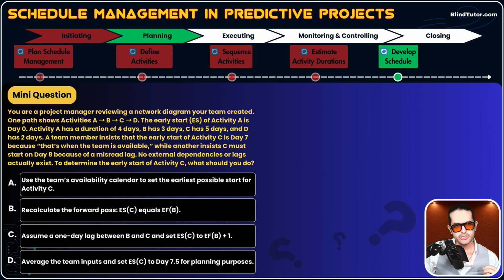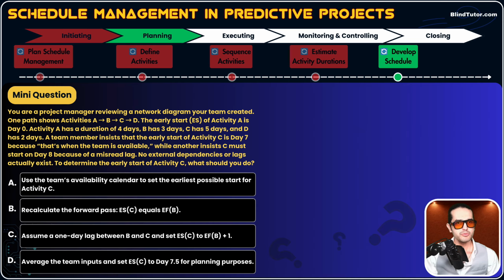Let's go to option A. It says use the team's availability calendar to set the earliest possible start for activity C. Guys, the team's availability calendar has nothing to do with early start date. Resource calendars affect resource leveling, which we're going to learn very soon, but not the initial forward pass calculations. Forward pass is based solely on precedence logic. So forward pass calculation, which calculates ES and EF, has nothing to do with the resource calendar, guys.